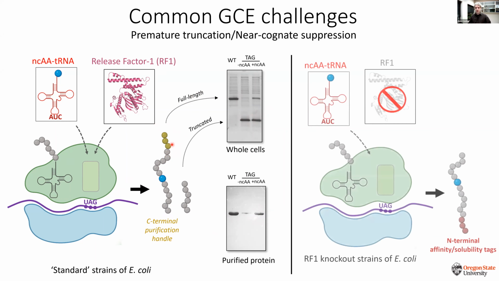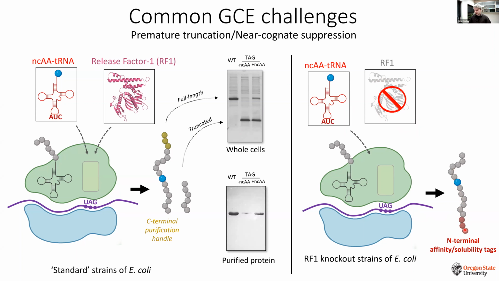And so what folks have done, a variety of different labs, is they've engineered strains of E. coli that lack release factor 1. And so this means now that our aminoacylated tRNA can come in and suppress a UAG codon without the worry of forming prematurely truncated peptide. And that way, it gives us the ability to use N-terminal affinity or solubility tags to purify our protein. So again, this in principle expands our toolkit and strategies by which we can express proteins.